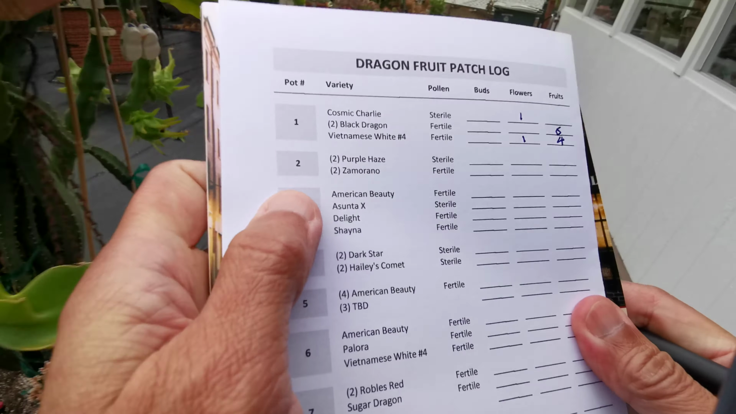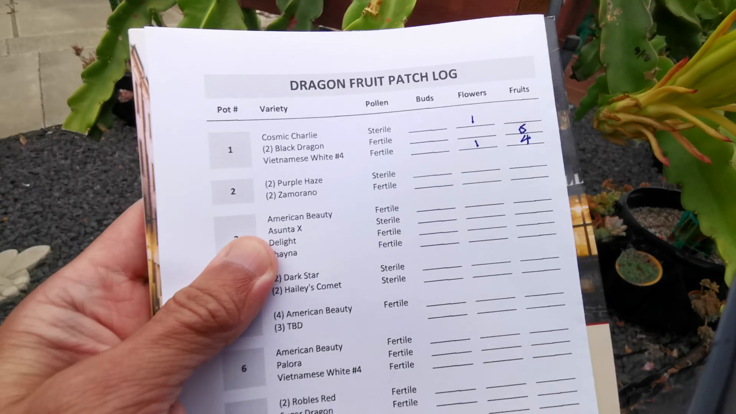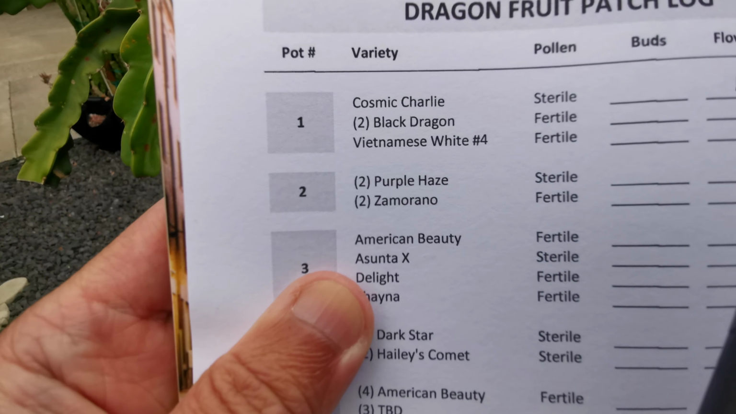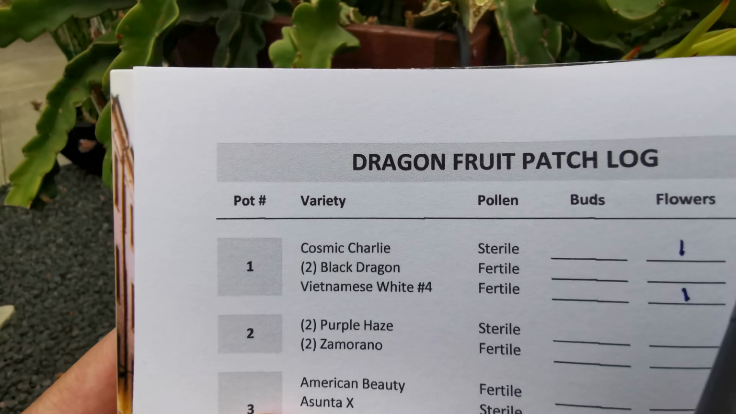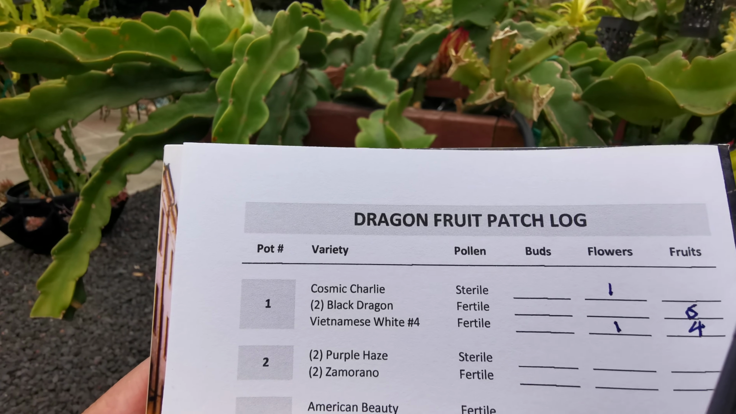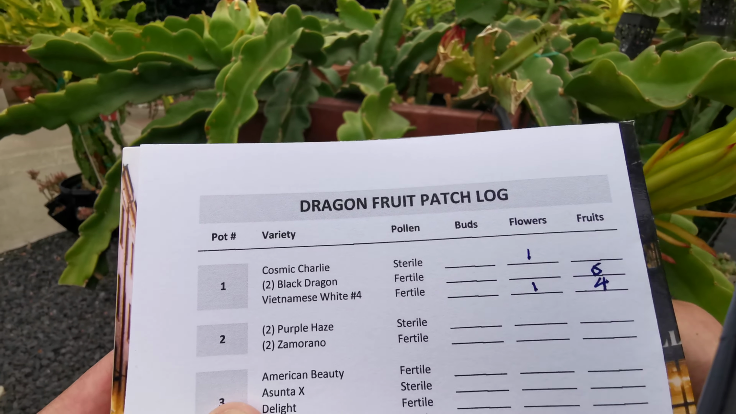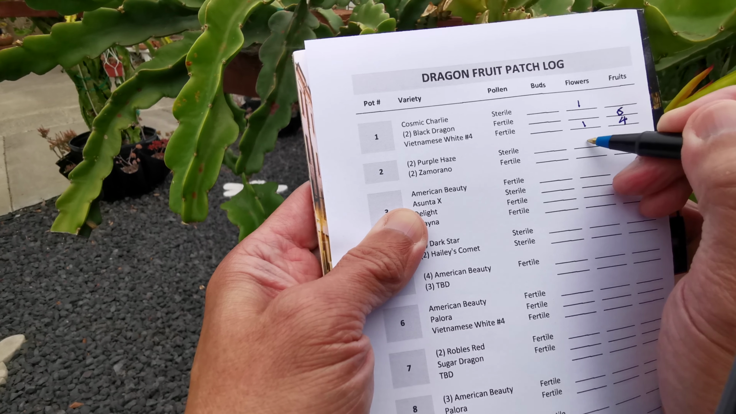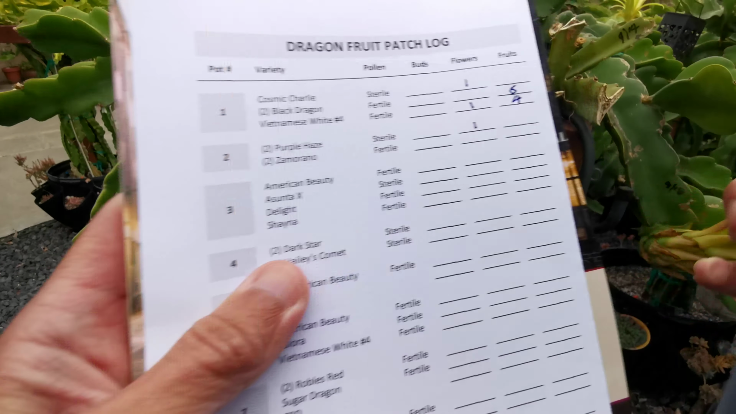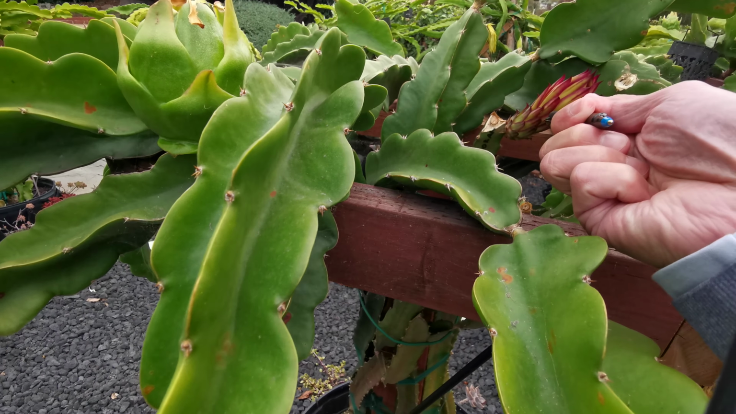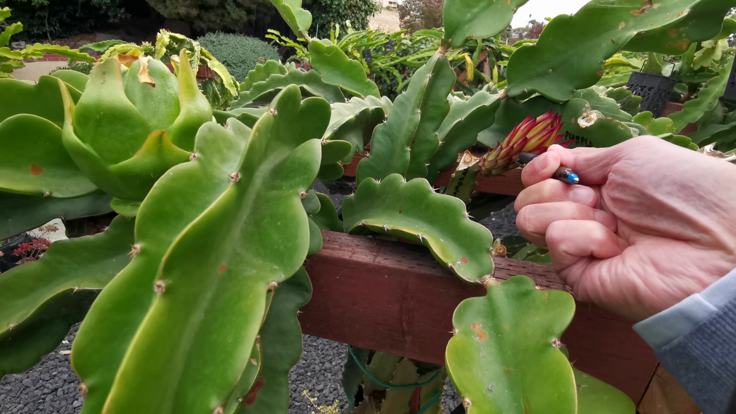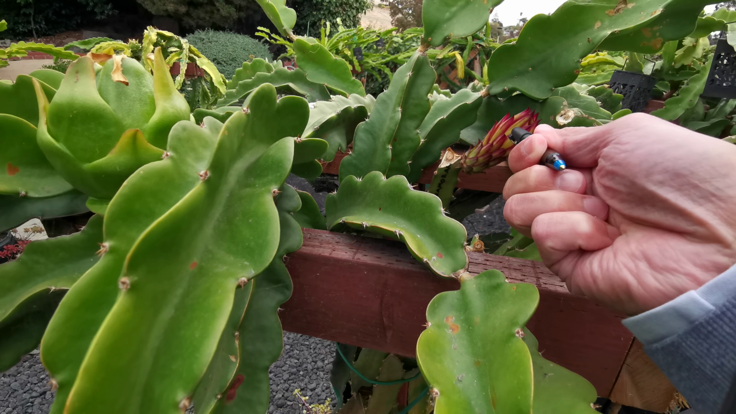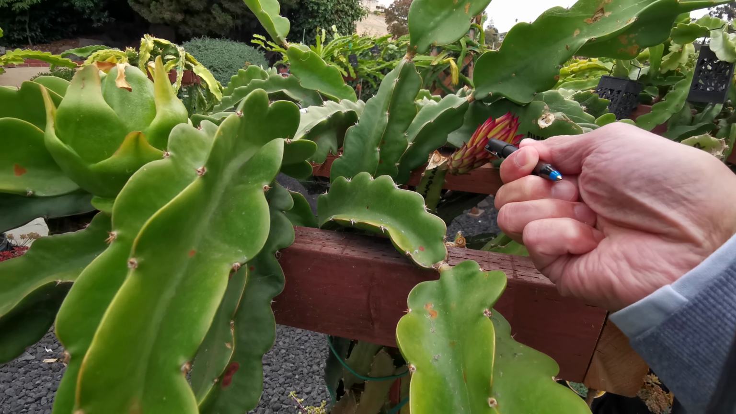Alright, let's get to pot number 2. On pot number 2, I have 2 varieties here. As you can see, I have Purple Haze and Zamorano. I have 2 of each. I know this is a Purple Haze, and it's in flower. So I'm going to put 1 Purple Haze in the flower. And then up here, I think this is a problem. This is my Zamorano. It's kind of yellowish, so hopefully it doesn't go yellow. It will continue to grow.